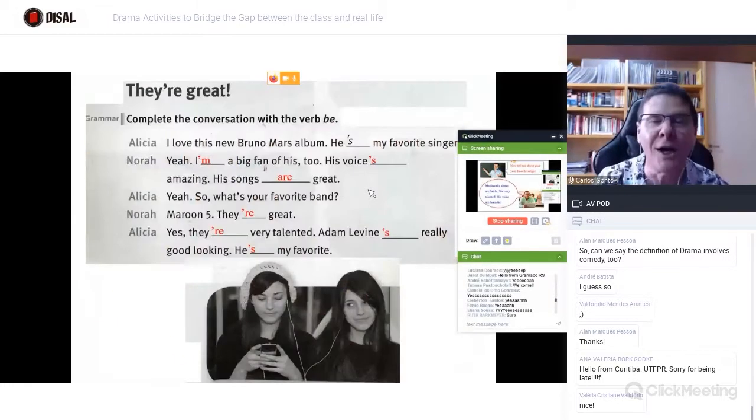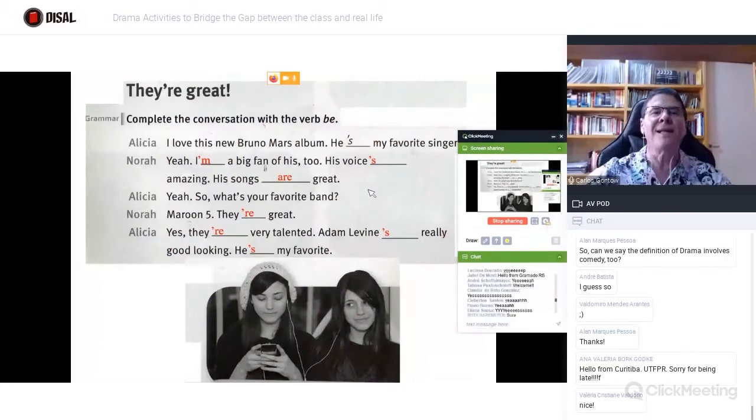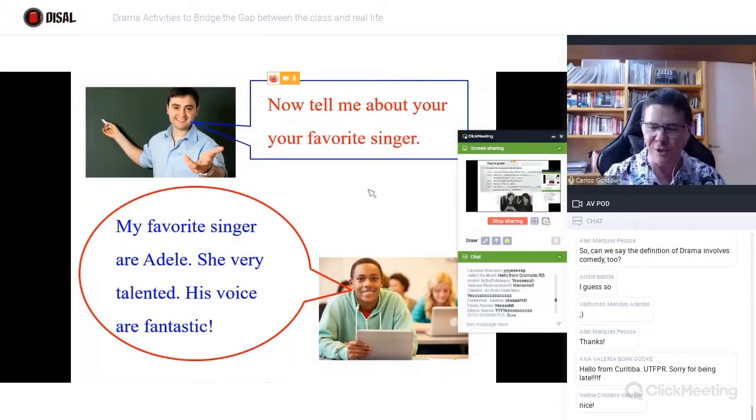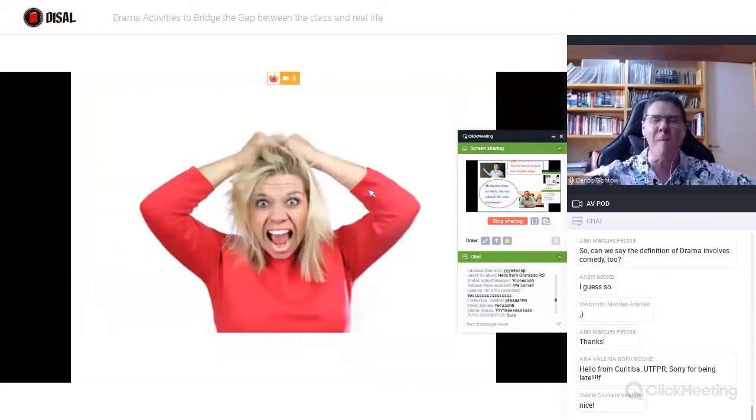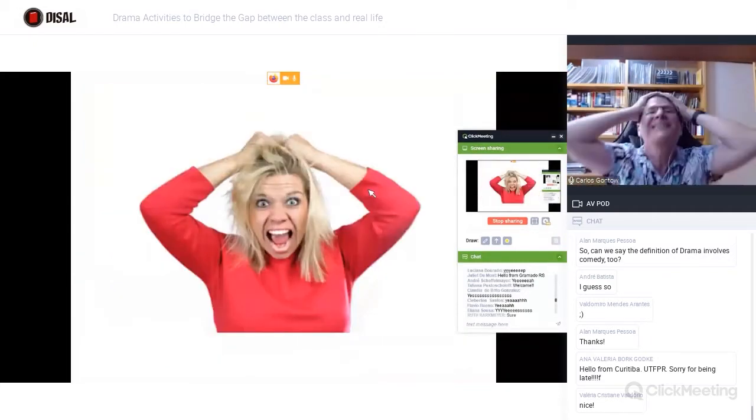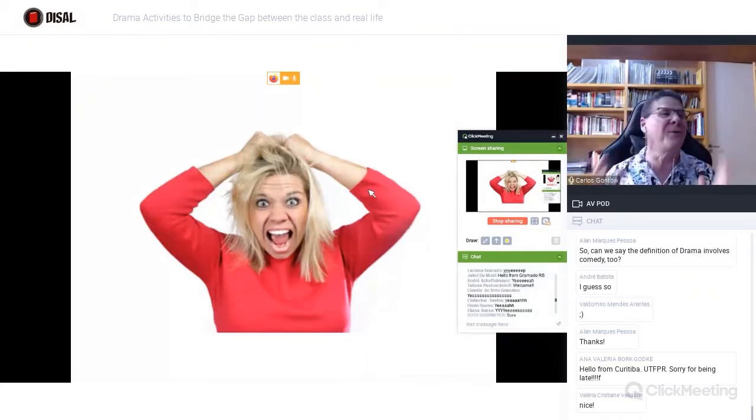But when they close the book, say, okay, now close the book. Let's talk about your favorite singer. And then they say, my favorite singer, Adele. She's very talented. His voice are fantastic. Oh my God! They haven't learned anything. When they are reading the book, they read all the verbs correctly, but they speak like robots. When they speak fluently, they forget the grammar.